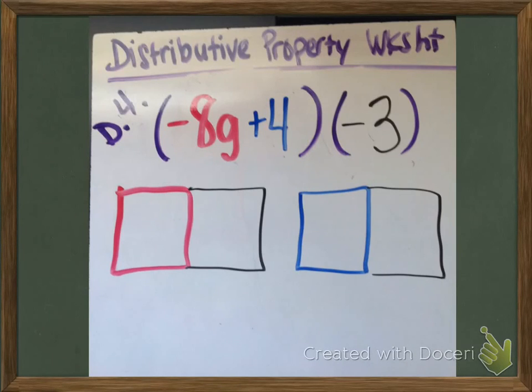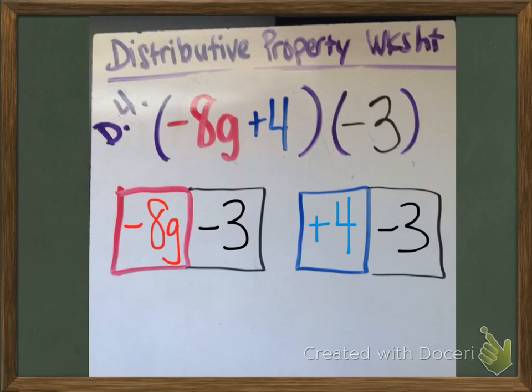Last one, D4. The quantity of negative 8g plus 4 times the quantity of negative 3. Negative 3 is the number you will share, so that is in black. What is your answer? First start off by bringing the negative 3 down. Then bring down the negative 8g. And finally, the positive 4.